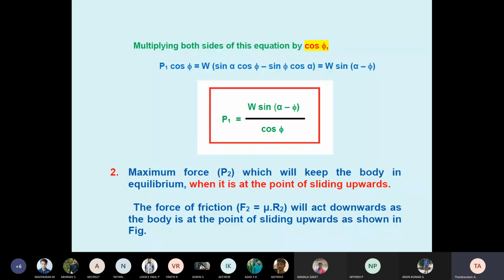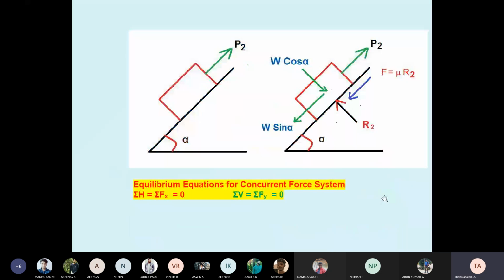Now, the same block, understand, the same block, now sliding upwards. See the highlighted part. Now the block is sliding upwards: the maximum force which will keep the body in equilibrium when it is at the point of sliding upwards. See here, now the body is sliding upwards. Therefore friction is downward. Students, friction is downward. Same body.